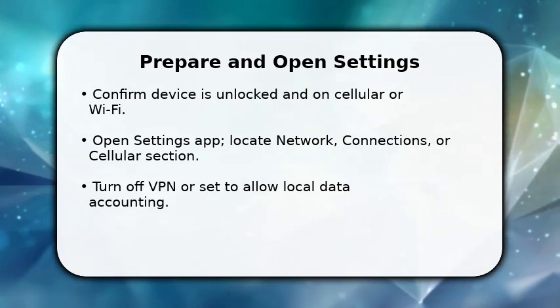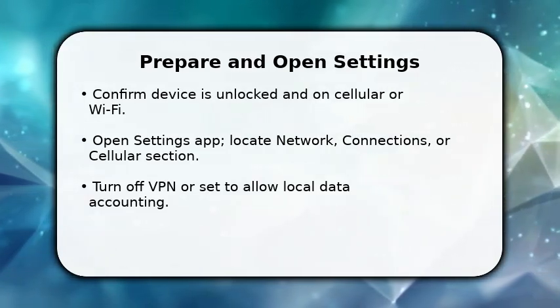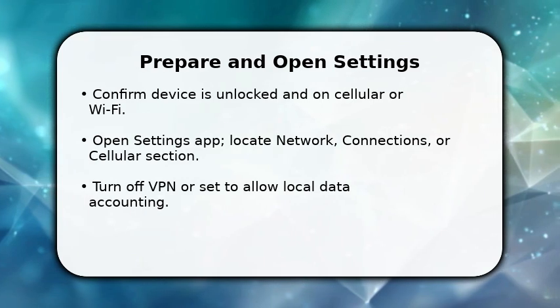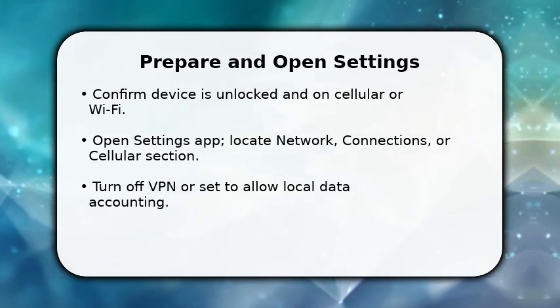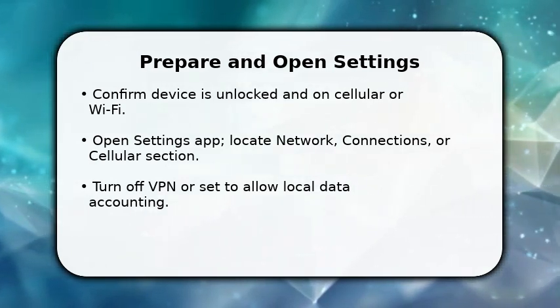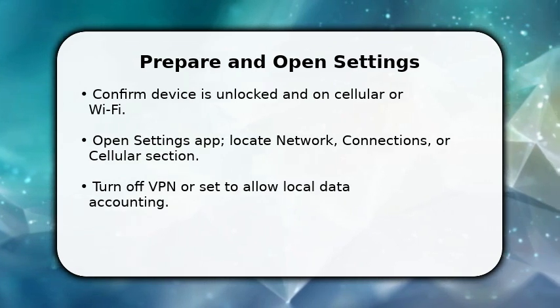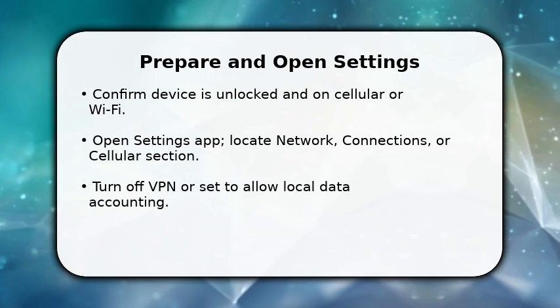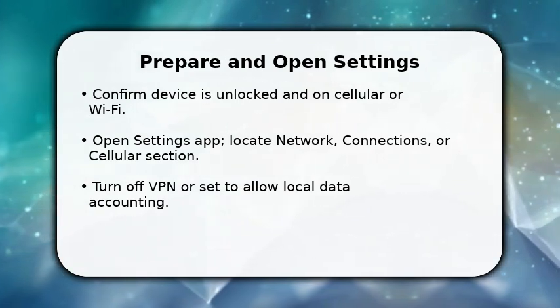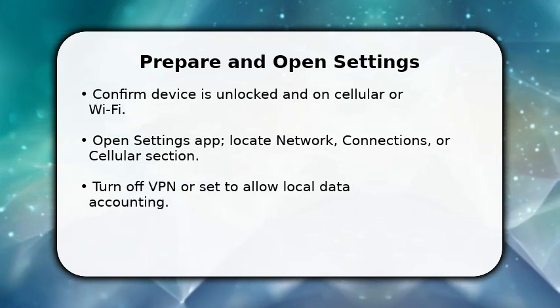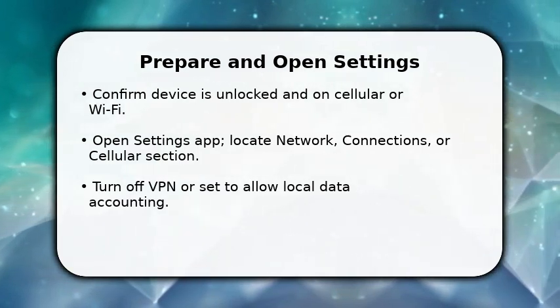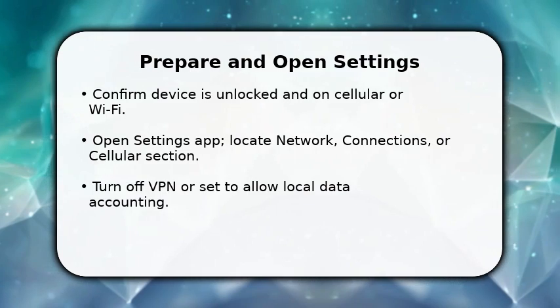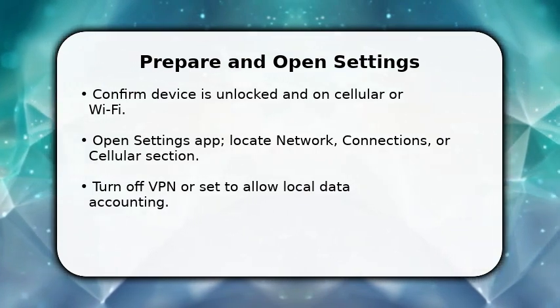You start now by opening Settings and locating the network area. This is where system-level data reports live. Once done, make sure any VPN is off because VPNs hide per app counts. Tap Cellular, Mobile Data, or Network Usage. The label varies by OS, and glance at the summary to confirm the time frame. You want the device to report local app traffic rather than carrier totals. This step unlocks the app-by-app list you'll use next.